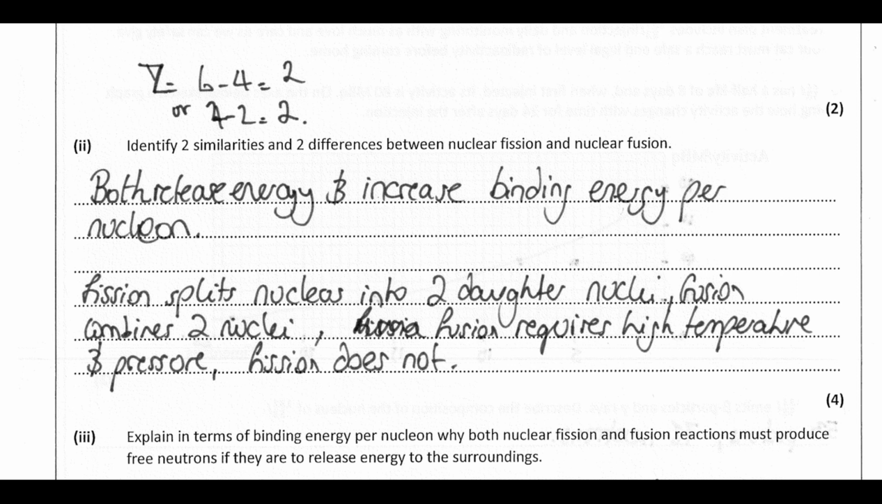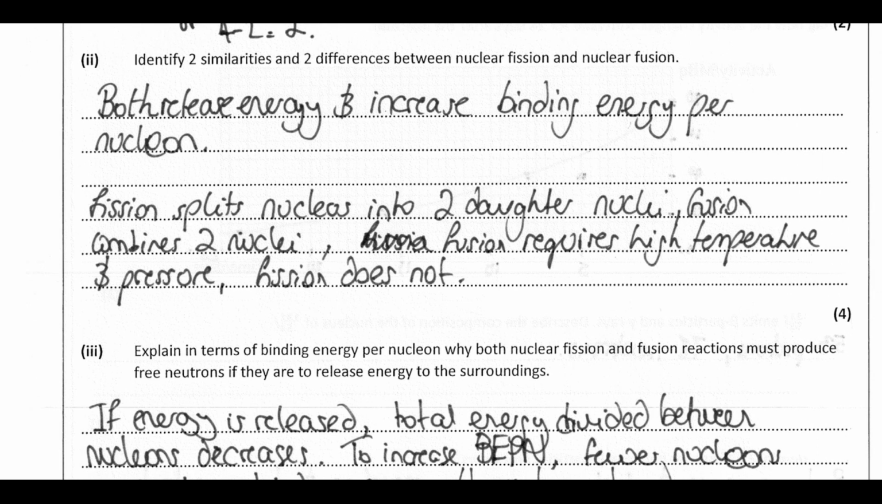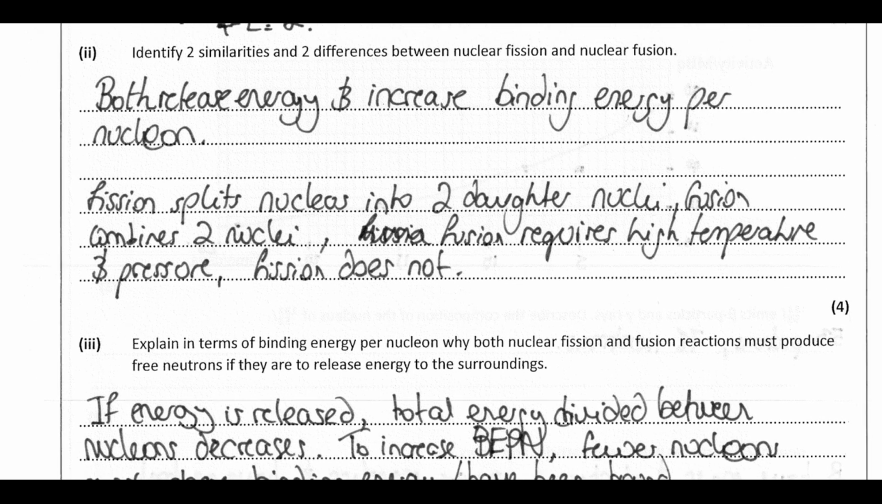Fusion requires very high temperature and pressure to cause it to happen. Fission, we don't. We just need a neutron to initiate the reaction. Another difference is we can currently use fission for fuel. Fusion we haven't got to work yet, so that would work. In terms of a similarity, we use both fusion and fission for weapons. A hydrogen bomb uses both fission and fusion, for instance. That would be a valid similarity. There's a few you could go with, but those would be the key ones I go for.